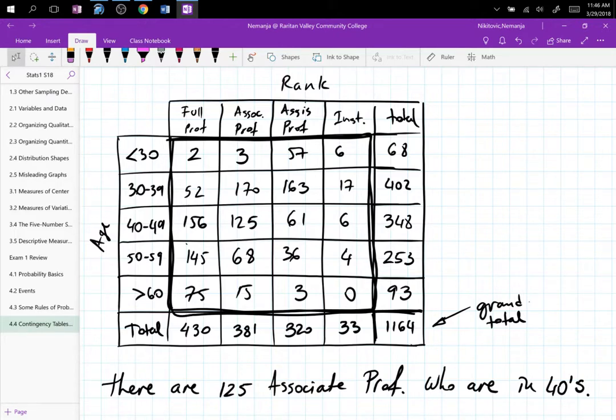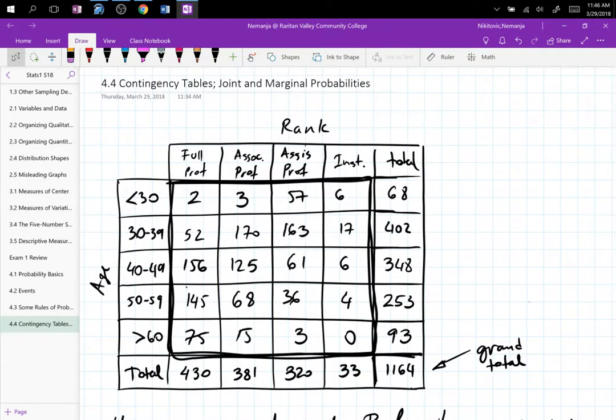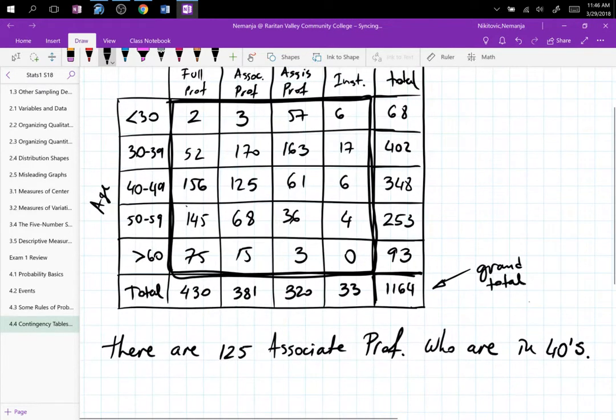So for instance, first of all, this column here is called the margin, and this one is also called margin. The total row and column are called margins. And the cells in the middle are cells where the data is.